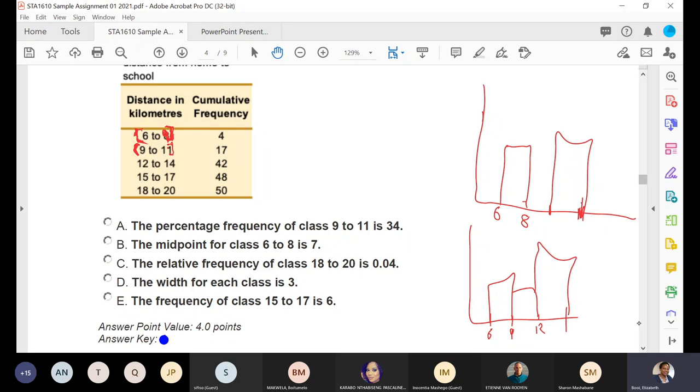So when we calculate it, it will be 9 minus 6, which is 3, and that will be your width. Because on this table, they didn't include 9, you cannot calculate it like that, because the width is the difference between your lowest and your highest. That's the width. Okay, thank you.